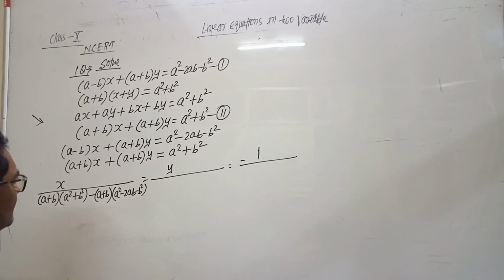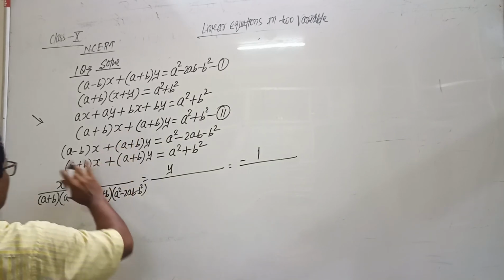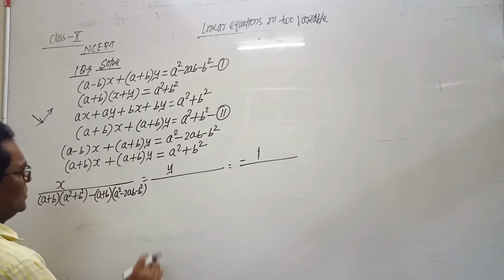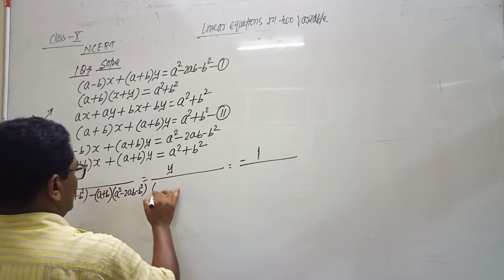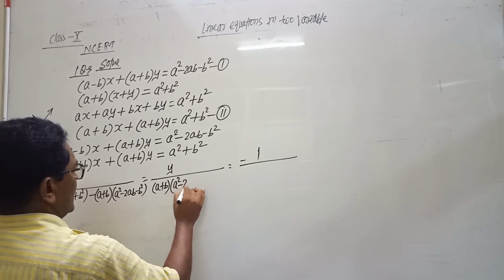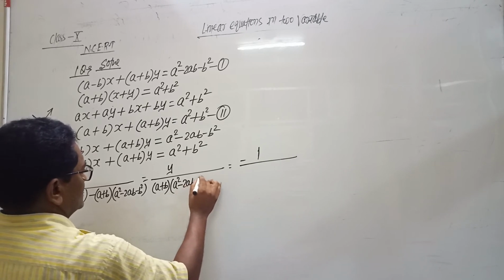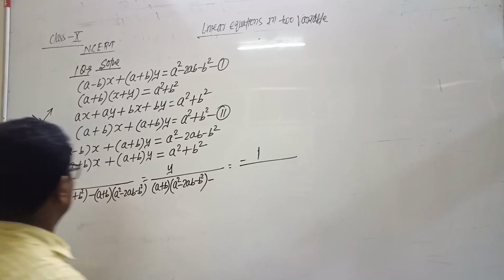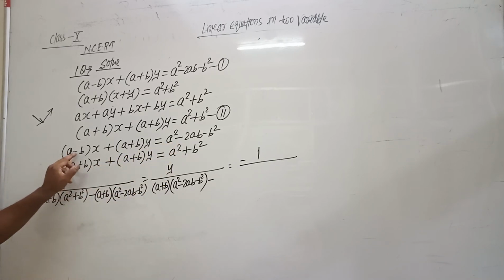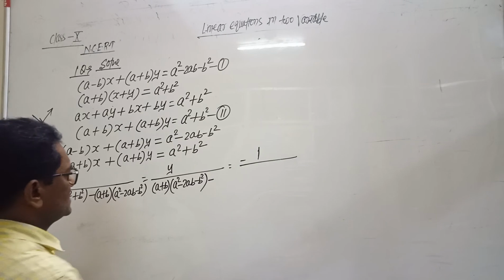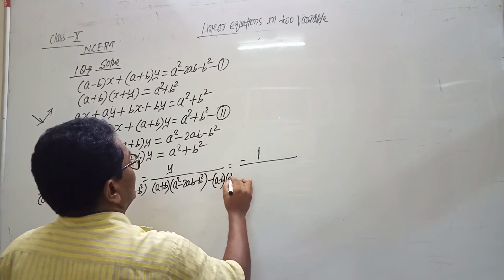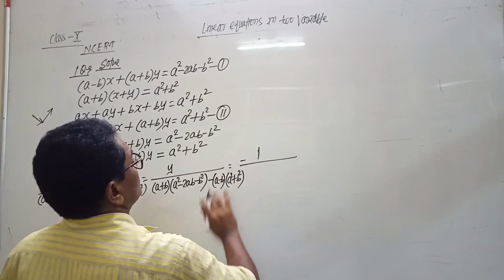When we take y, then this gets cancelled and multiplication would be from bottom to top. So we write (a plus b) multiplied by (a square minus 2ab minus b square) minus (a plus b) multiplied by this, then (a minus b) multiplied by (a square plus b square).